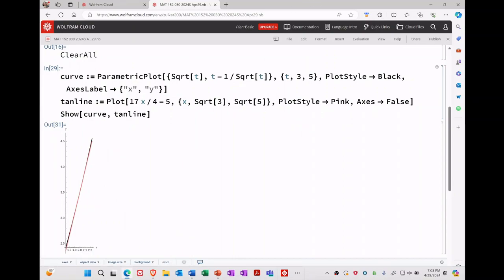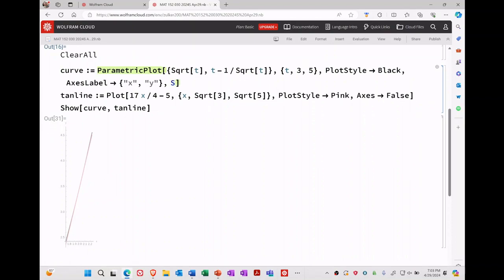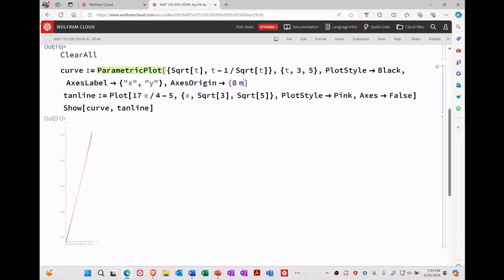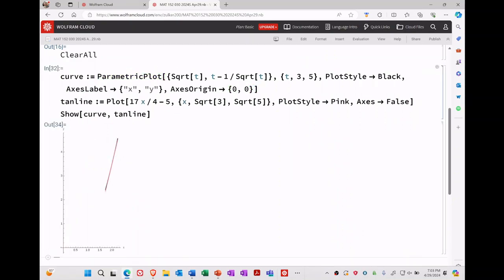At that point though, I have to set the axis origin to be 0, 0. There's no getting around it. This is just going to be awful no matter what I do. Oh joy. But we get the idea. Not a nice curve to work with.